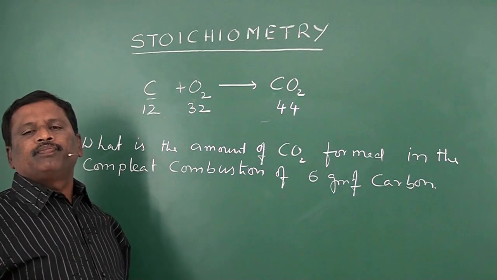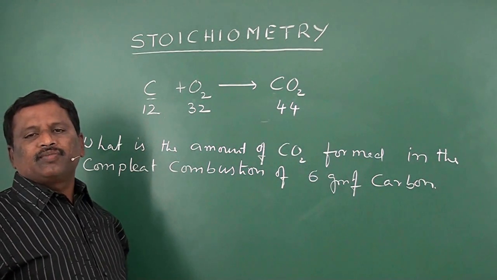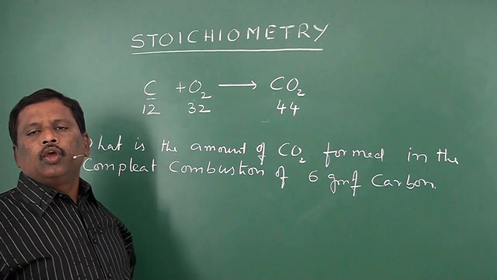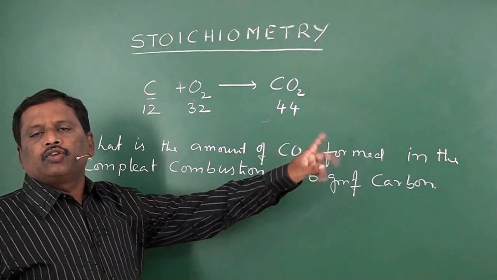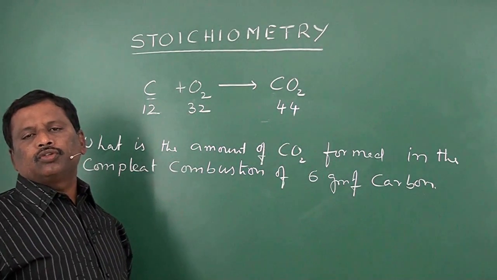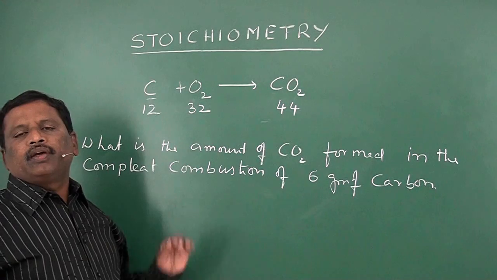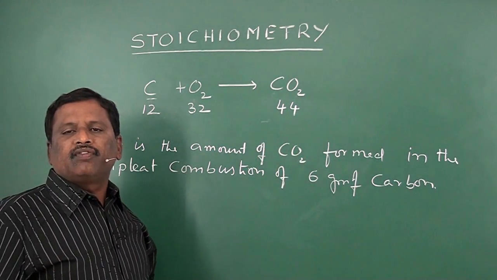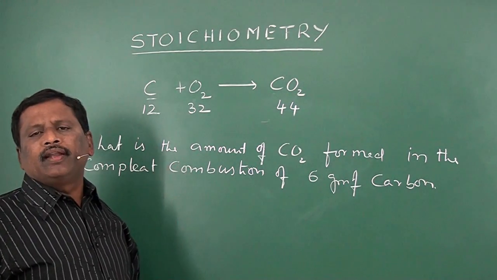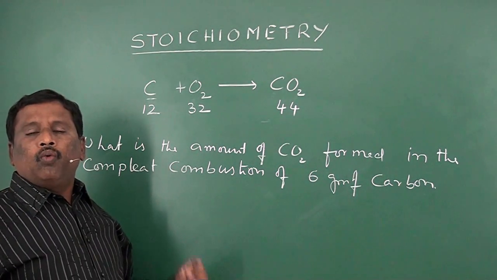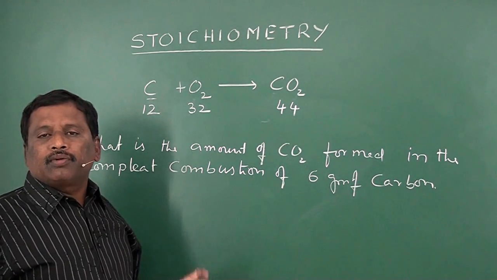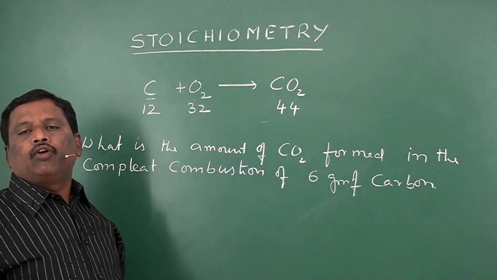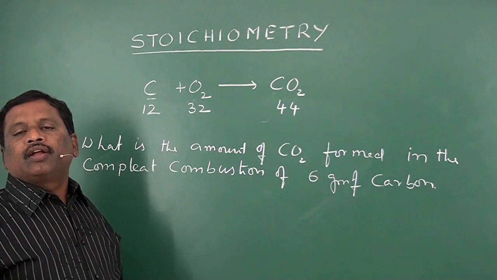Carbon atomic weight is 12. Oxygen molecular weight, 2 atoms are there, so 2 into 16, 32, to give one CO2 molecule, where they are 12 plus 32, 44 is the molecular weight of CO2. So 12 grams of carbon is reacting with 32 grams of oxygen to give 44 grams of carbon dioxide. That will be the required reaction. Now, what are the weights that we are comparing? They are comparing the weight of carbon dioxide formed from a given weight of carbon.